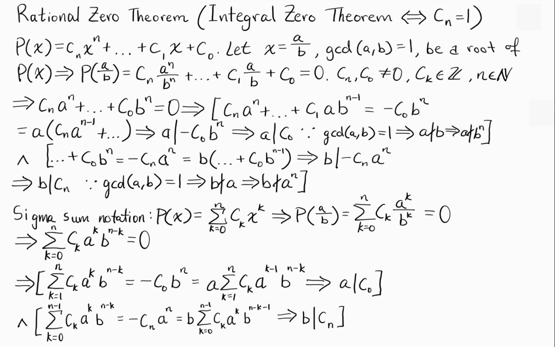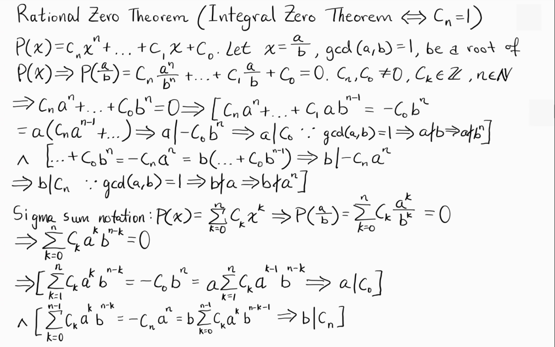Now, let's clean it up a little bit. So instead of writing the pluses and dot dot dots, the ellipses, I can use the sigma sum notation. So I can actually rewrite this polynomial expression: P of x is equal to the sum from k equals 0 to n of ck x to the k. And then plugging in a over b into x, I'll get this over here. And because it's a root or a 0, it equals 0.